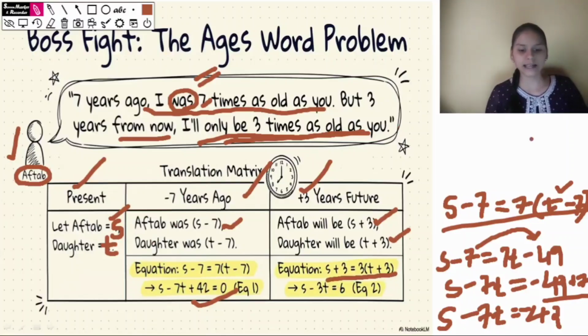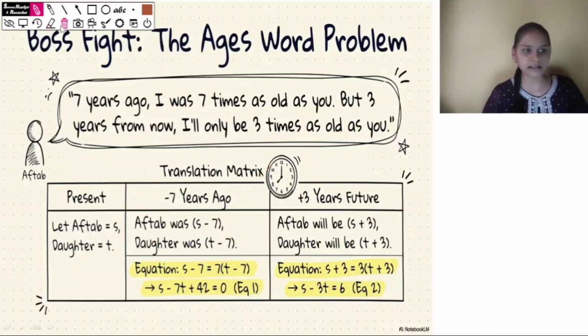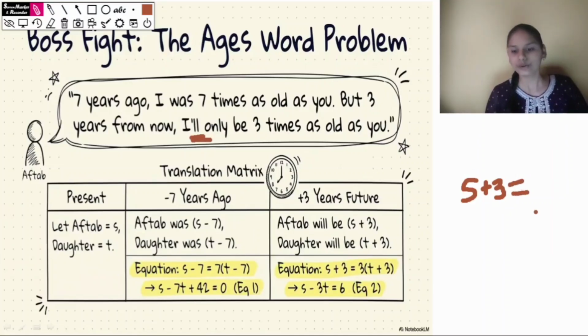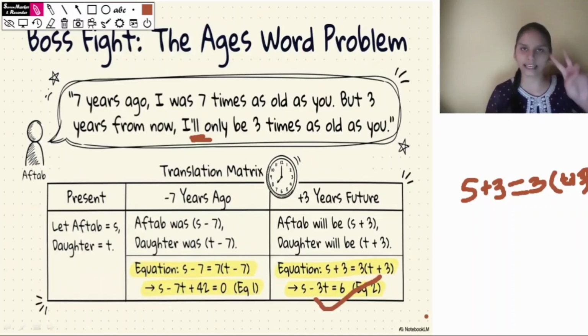And then once again make this equation like this. See, now let me clean this. Let's do this properly. Now s plus 3 is who? It is Aftab. He told that I will be, okay, so then also you are going to put an equal to sign. He told I'll be 3 times as you, right? Once again solve this. When you solve this, you're going to get your second equation.